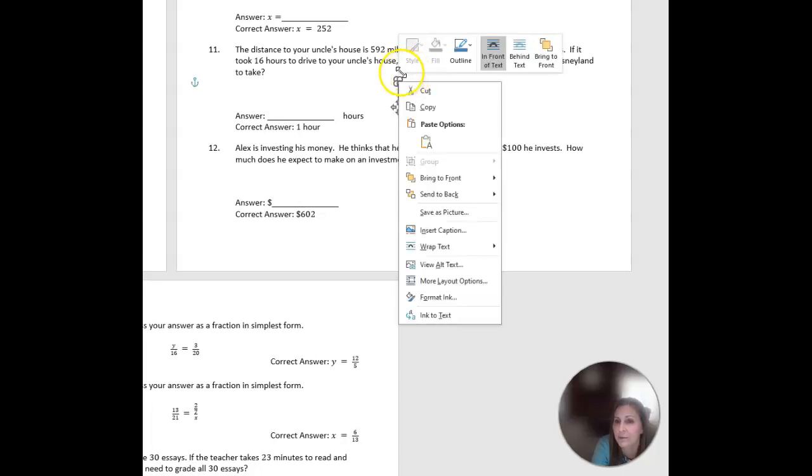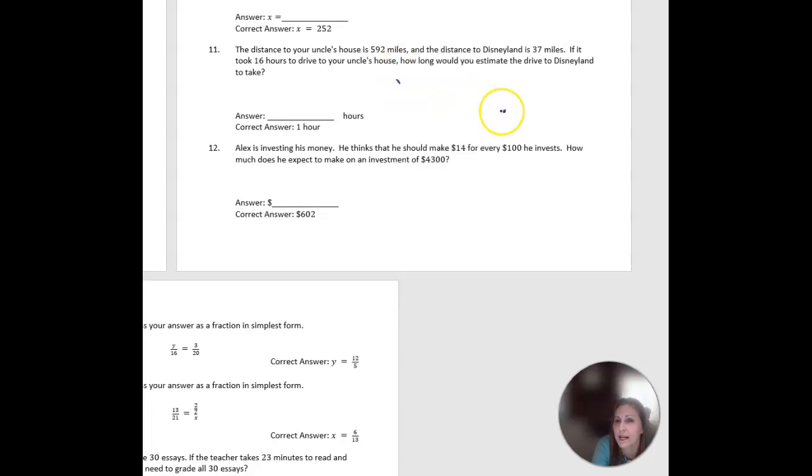I'm going to put miles on the top, and I'm going to put hours on the bottom. Now, what's important is that on the other side, I have to set up the proportion in the same way. So miles has to go on the top and hours on the bottom. Okay, so let's fill in this particular fraction, the first one about going to your uncle's house. So you can go to your uncle's house, which is 592 miles away, and that took you 16 hours. How long would it take you to drive to Disneyland if Disneyland is 37 miles?